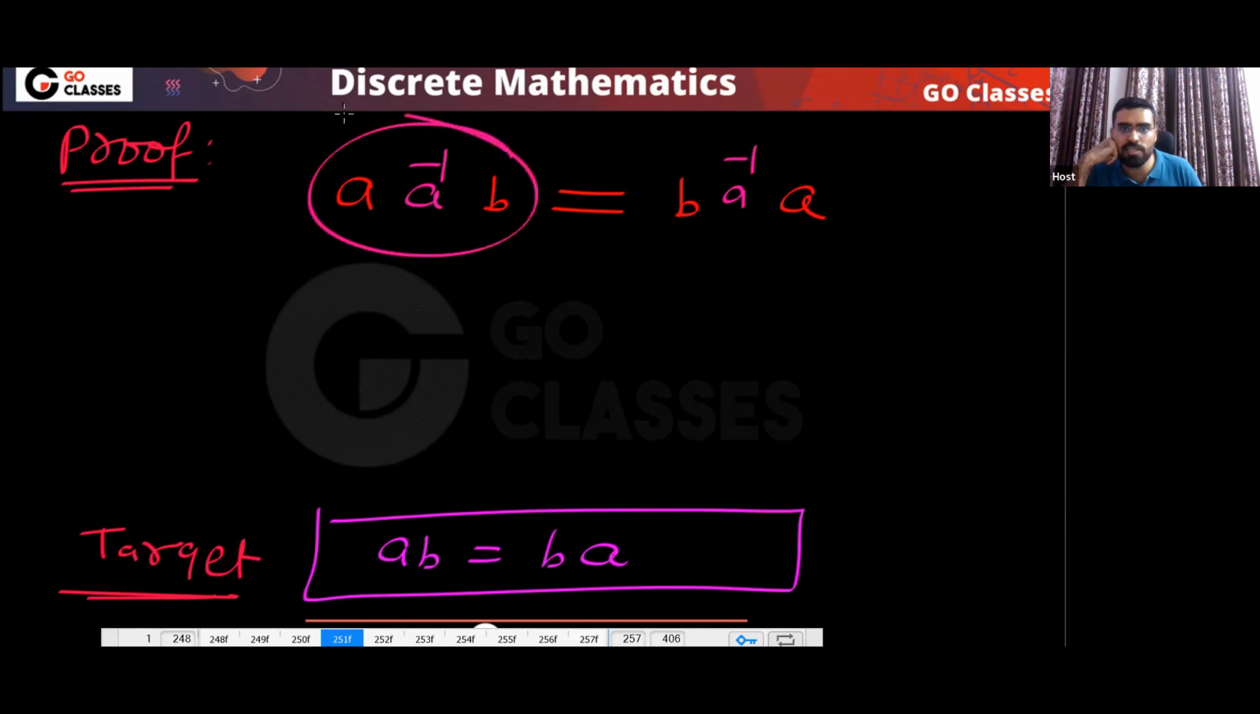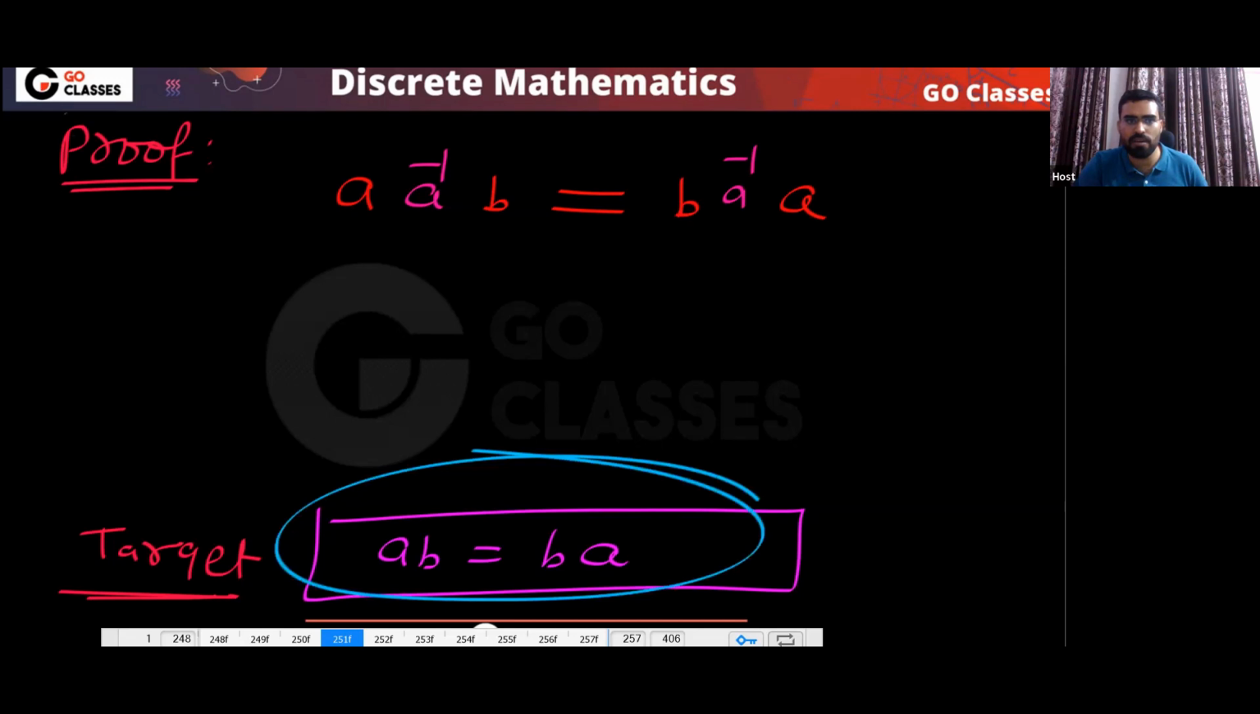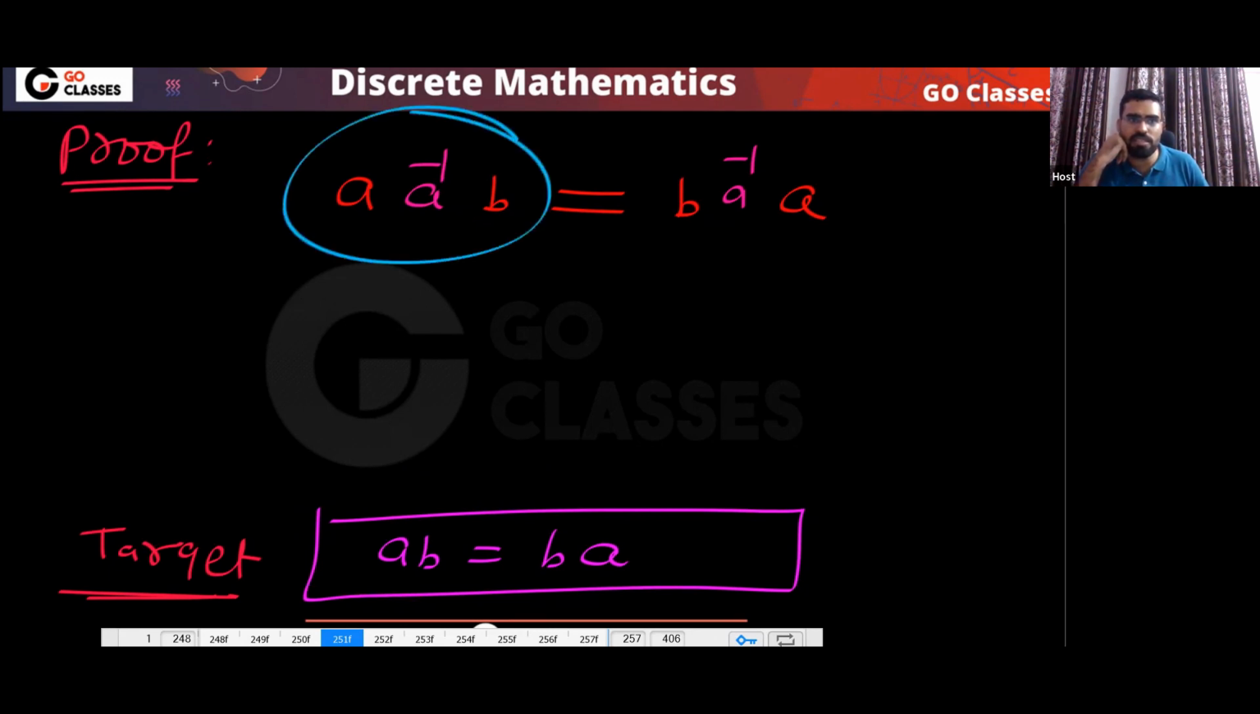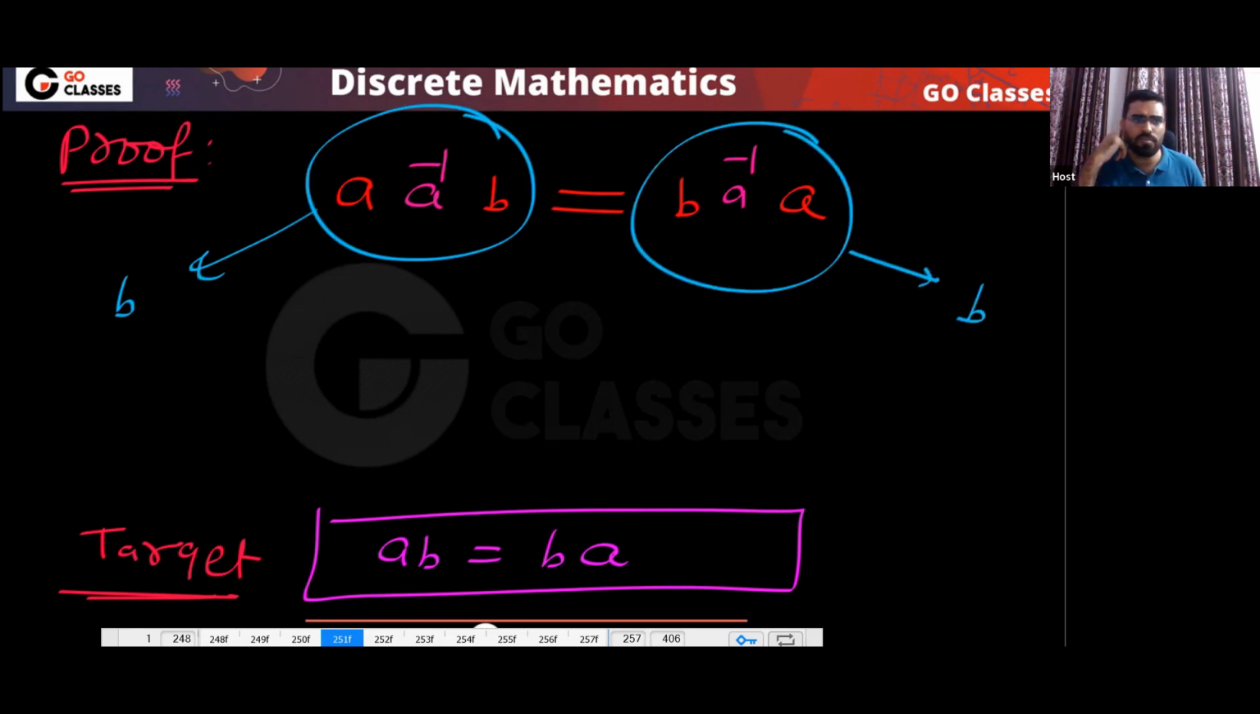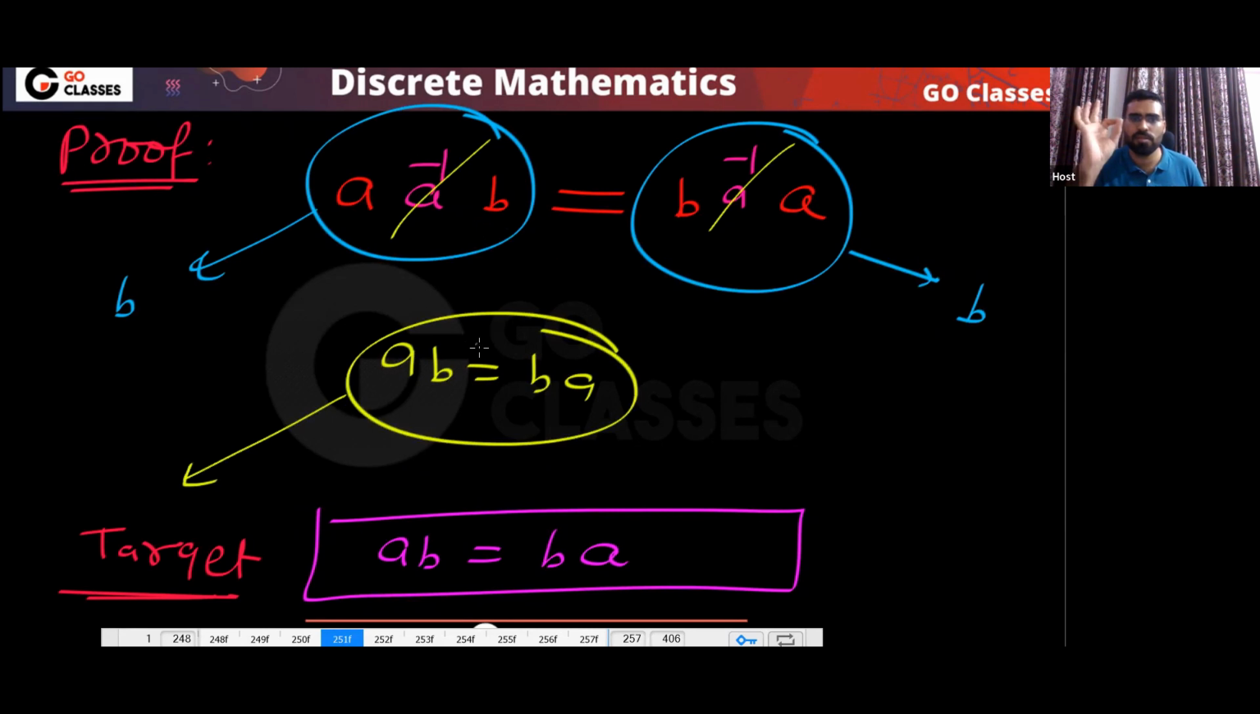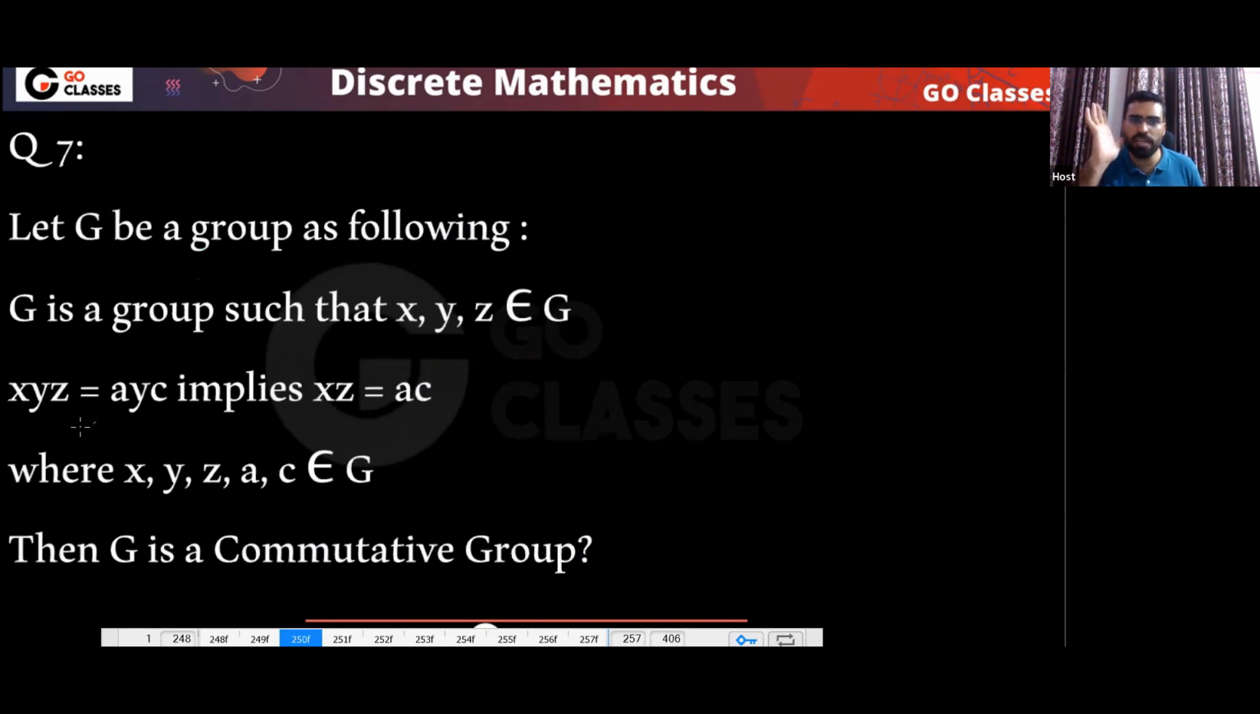You can check. This is also B. Yes or no? So my target is AB equal to BA. I want to come here. So what I'm doing is putting this A inverse in the middle. Now you can notice this is B. You can check this is B. Now you can do the middle cancellation. And finally you will get AB equal to BA. Target achieved. Yes or no? So if you can do the middle cancellation, then it is a commutative group. And this statement is true.